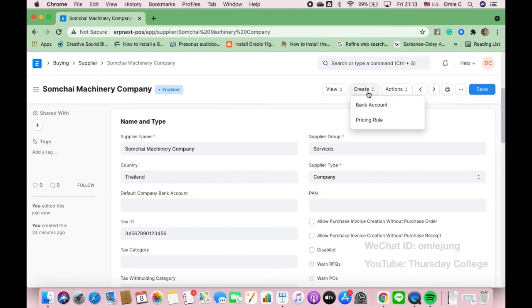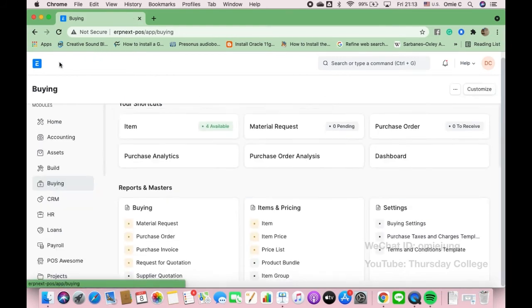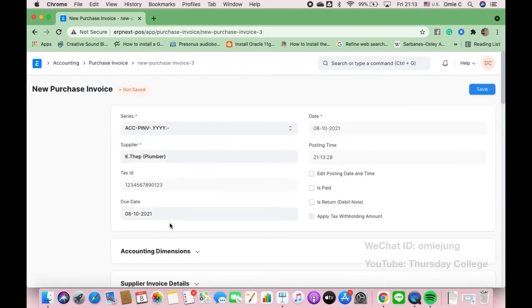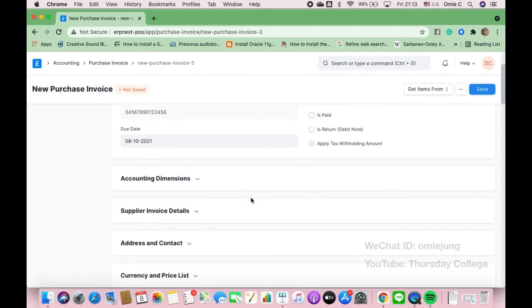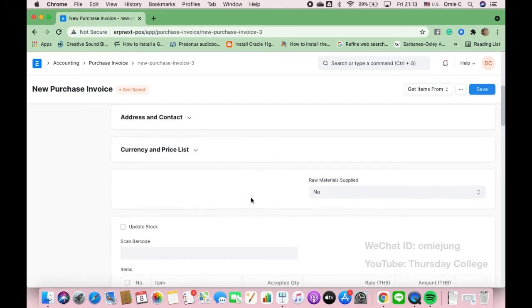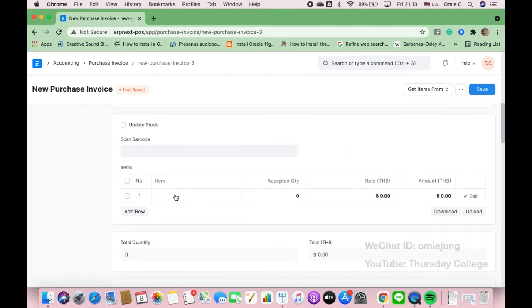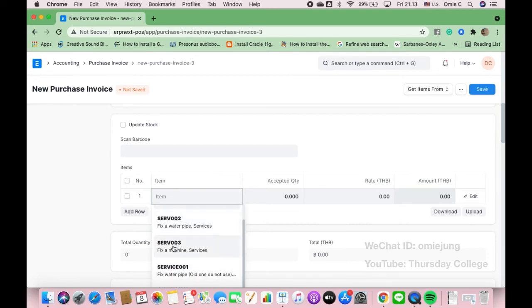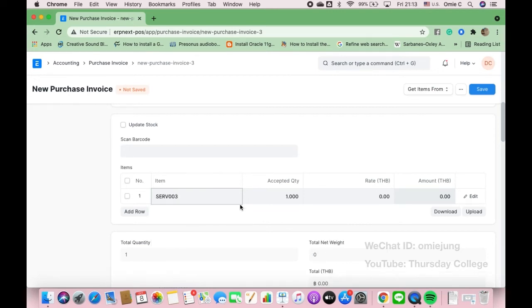So you have the supplier in here. What next? We do the purchase invoice in order to do the fixing. We choose Somchai Machinery, and we don't need to worry about the details. You go to the item, and this time you fix the machine, and the rate is 5,000 baht.